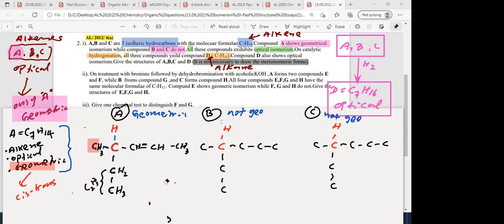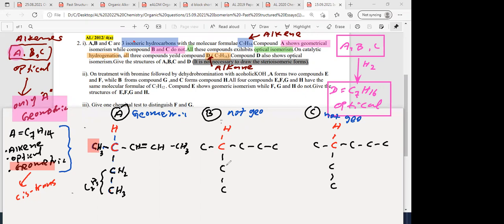Okay, that is the cis one. That is how it shows cis trans. Okay. Then B, so no geometric. Now same formula, C7H14 for all three, A, B and C. Now I can make B and C. I can't break the double bond. Sorry, I can't remove any carbon here.